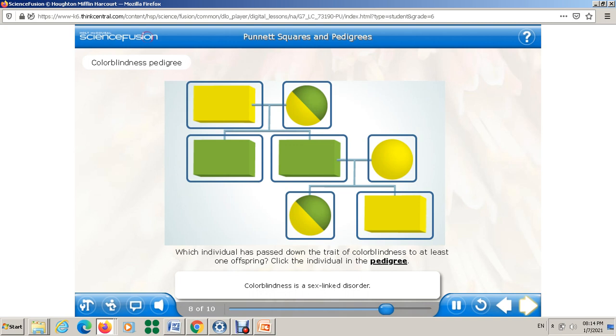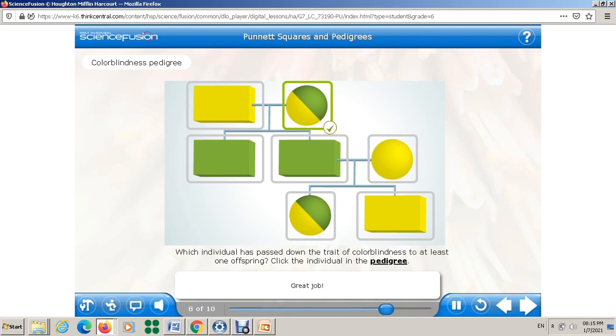Color blindness is a sex-linked disorder. The dark green color in this pedigree represents the allele for color blindness. Look at the pedigree and click the individual who has passed down the trait of color blindness to at least one offspring. Okay, so I'm going to pick this one. Great job! A female carrier, identified by a half dark green circle, has passed color blindness to her sons, who are identified by green boxes.